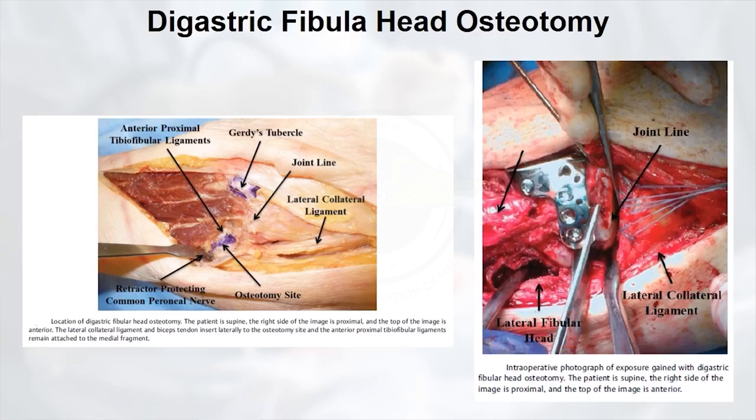And this is the meniscus, and this is the lateral collateral ligament. This is the joint line here. You have fixed the whole of the fragments very well. It is a stable fixation.